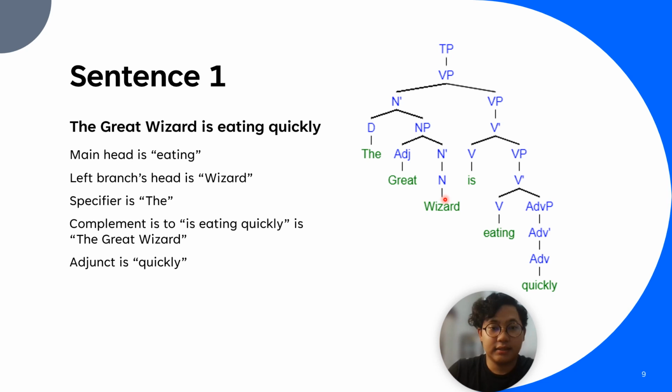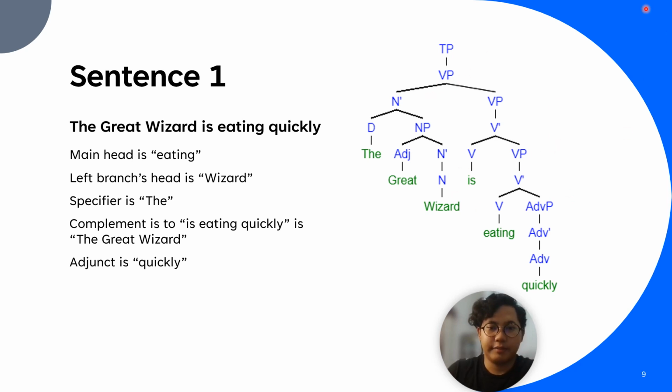If the sister appears before the head, we call it a specifier. It gives more info about the head. So which great wizard is eating? The great wizard. So the specifier here is "the." If the sister appears after the head, and it's important for the sentence to make sense, we call that a complement. So let's look at the whole tree now. Would "is eating quickly" make sense on its own? No, we need someone, so we need the great wizard here to complete the sentence.